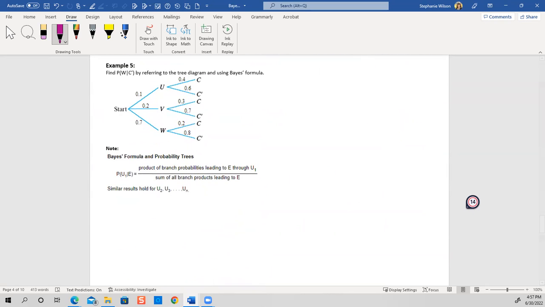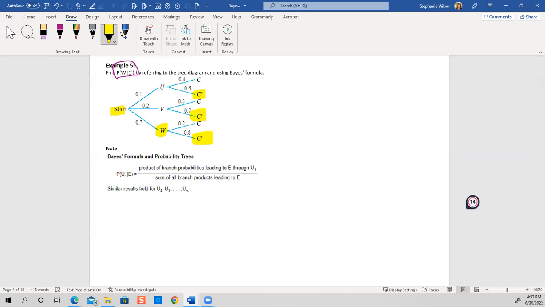Okay, example 5 says that we have this group W, and where the C complement occurs in that group. And we have this tree diagram here to use and it gave us our information. And if you notice, here's the C complement, C complement, C complement, here's the W. So we got 3 groups going on here, right? And 2 outcomes in each group.